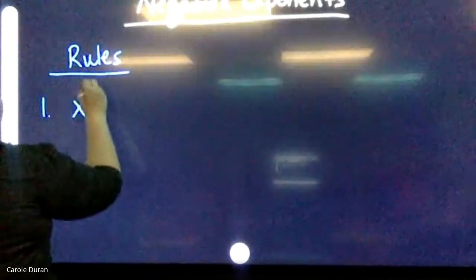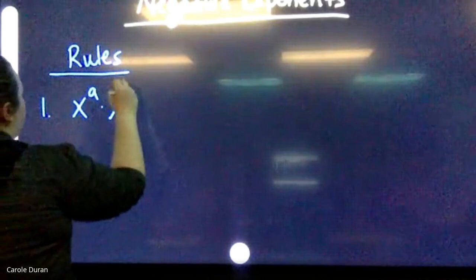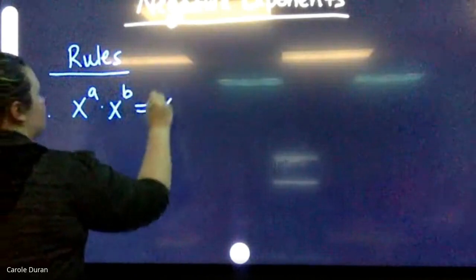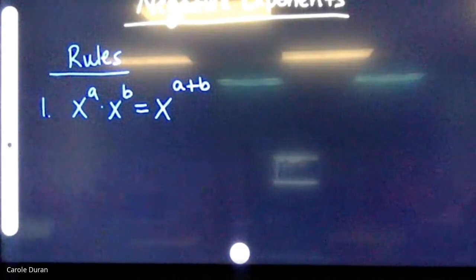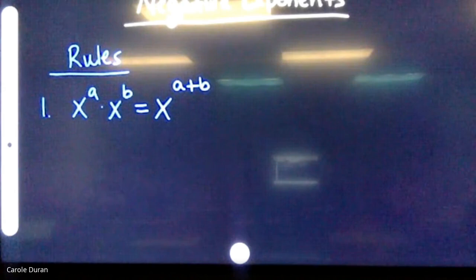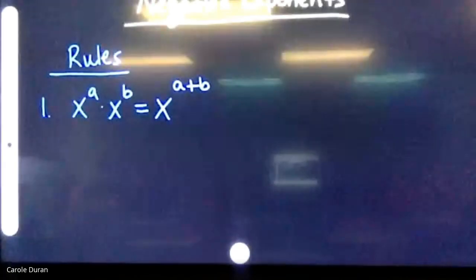The first rule is that if I'm multiplying two terms with the same base with different exponents, it becomes that base with the exponents added together. So the example here is x to the a times x to the b is equal to x to the a plus b power. So we just add the exponents when we multiply the bases.